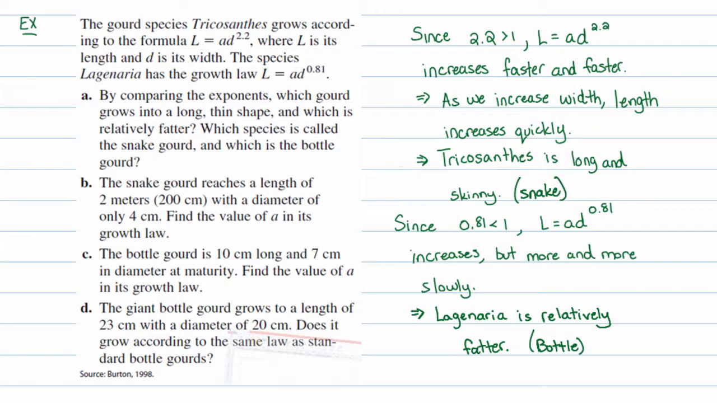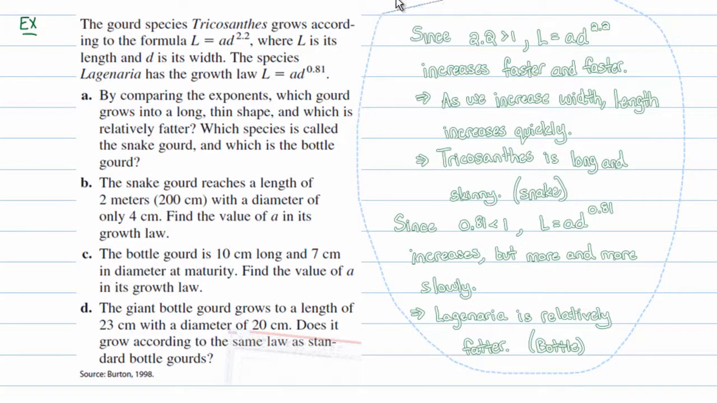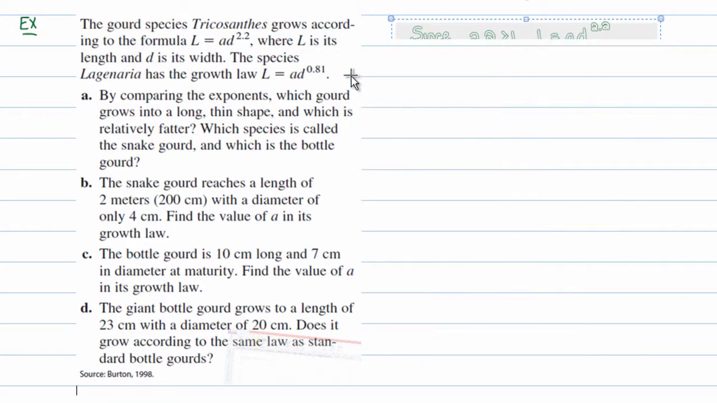Now the snake gourd reaches a length of 2 meters with a diameter of only 4 centimeters. Find the value of A in its growth law. Now, let's go ahead, and I'm going to erase all this stuff here, and let's go ahead and talk about how to find the A in the growth law for the snake gourd.